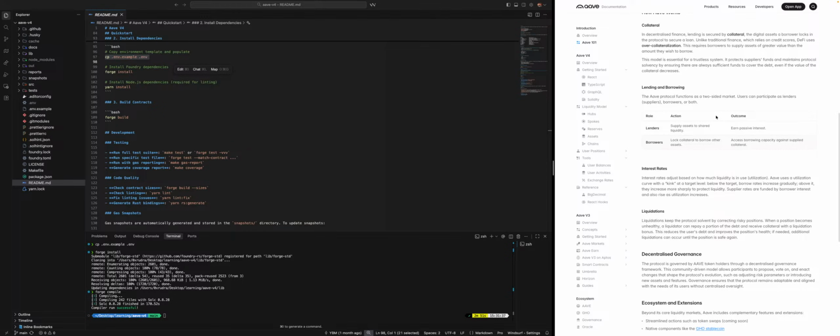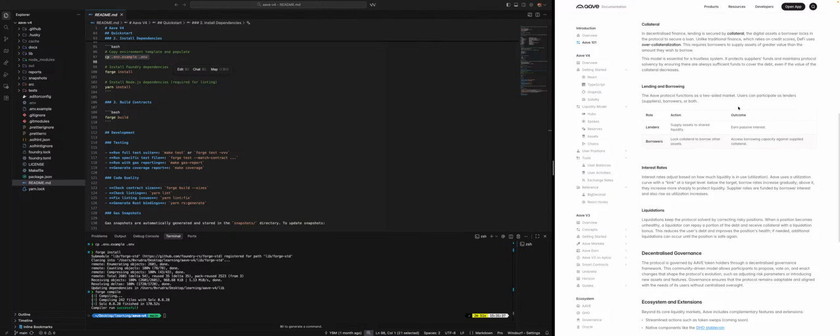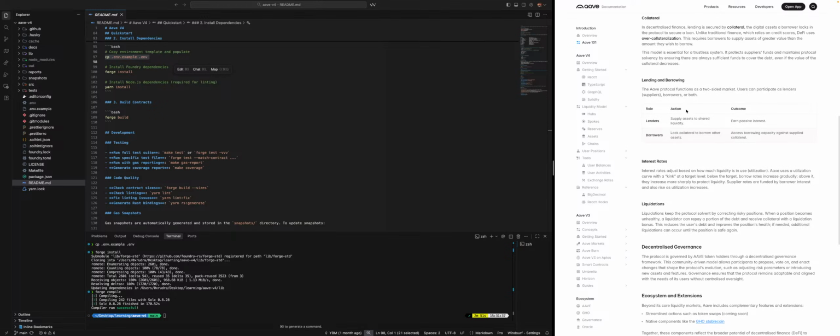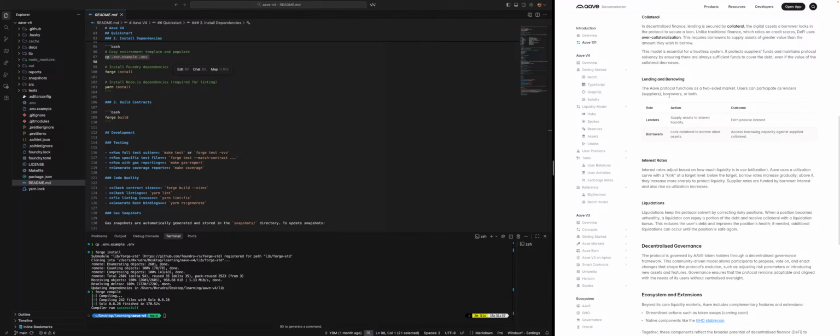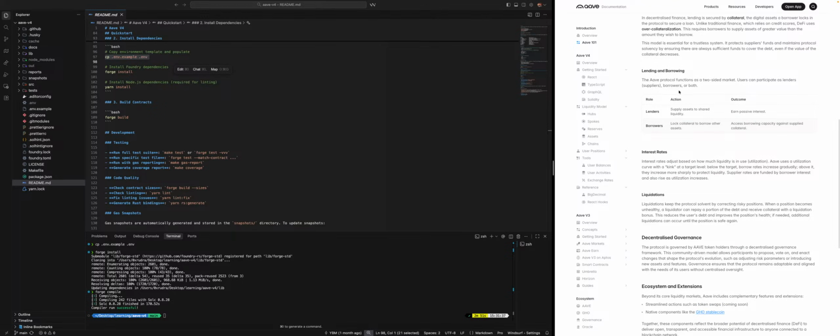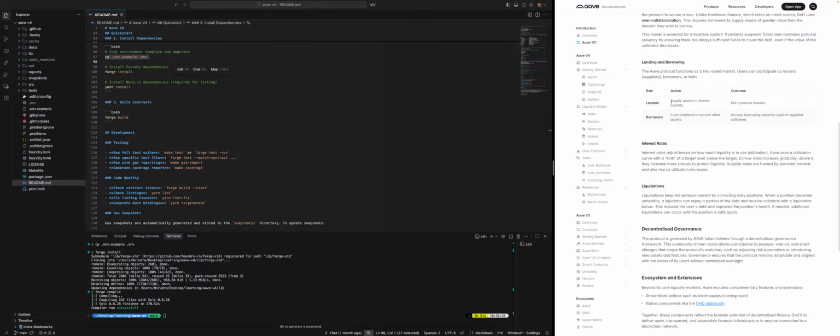Lending and borrowing. The Aave protocol functions as a two-sided market. Users can participate as both lenders and borrowers.